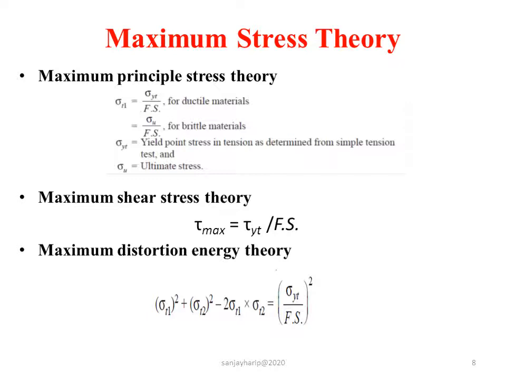The third theory, named maximum distortion energy theory. Distortion energy is the difference between total strain energy and strain energy due to uniform stresses. According to this theory, failure occurs at the yield point when the distortion strain energy per unit volume in a multi-axial system reaches its maximum value. This theory is generally used for ductile material.